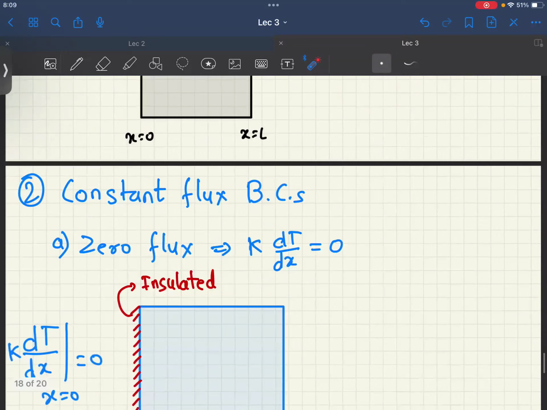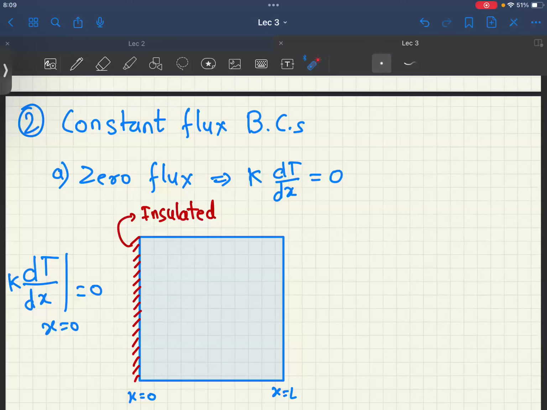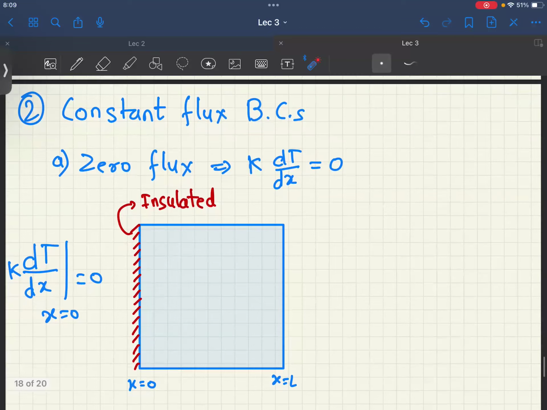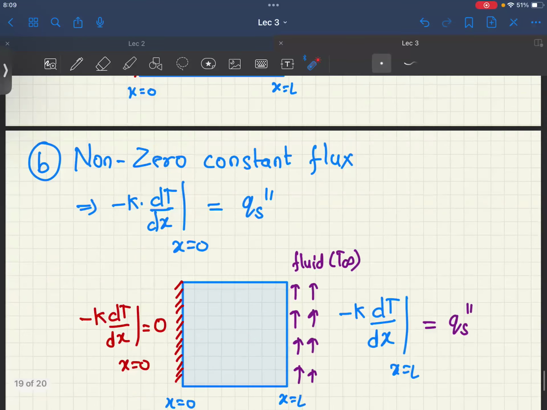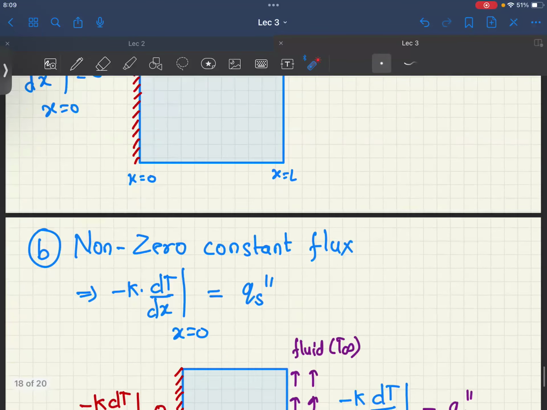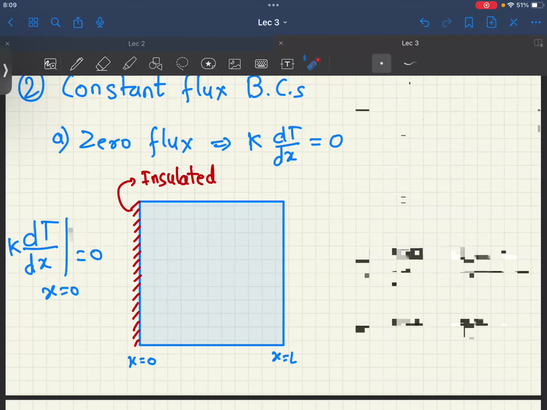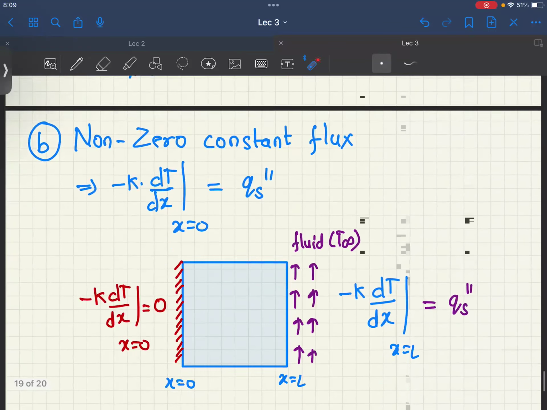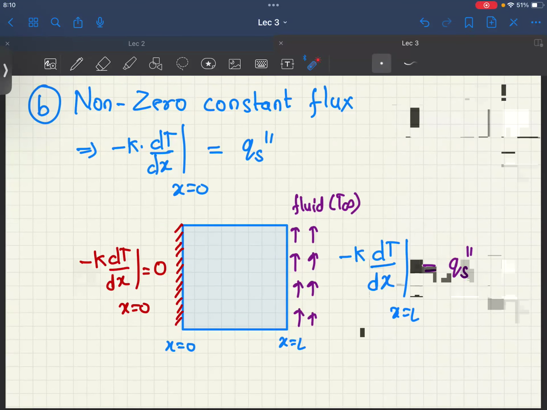Another type of boundary condition is the constant flux boundary condition. Let's say this surface is insulated. Insulated means the flux of heat transfer is zero, meaning no heat transfer is happening from here. So the flux of heat transfer is zero, meaning the rate of heat transfer is also zero, right? So this is a constant flux boundary condition. Then there is another part of it: the flux is constant, and here it is zero, but it could also be constant at some other value. Here it was insulated, so the constant value was zero, whereas here the constant value could be something.